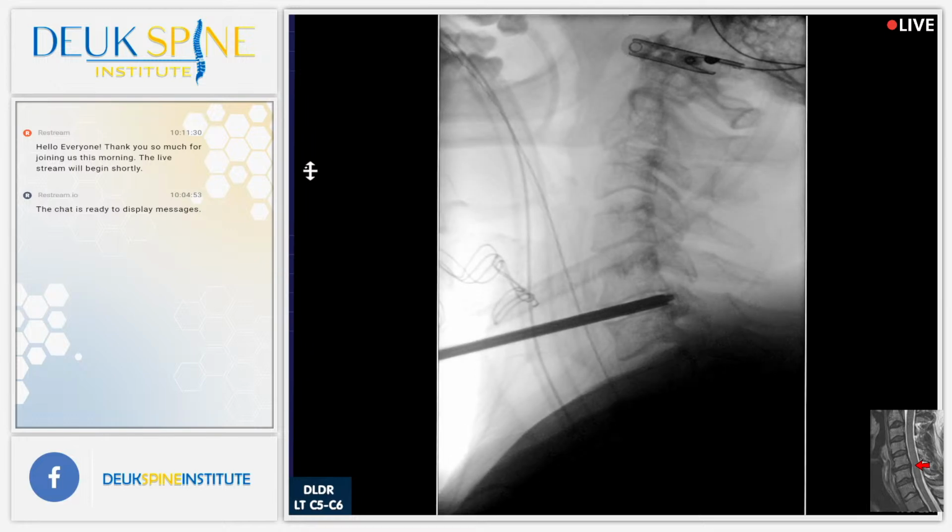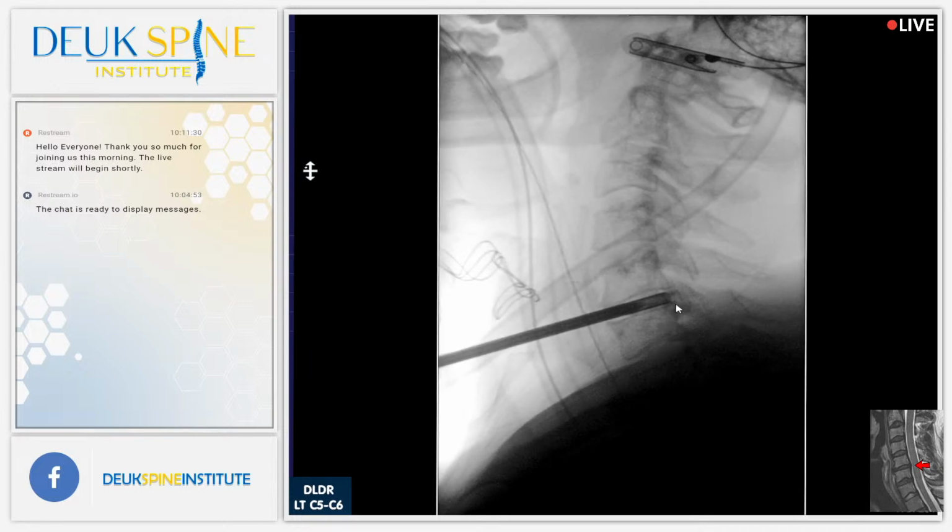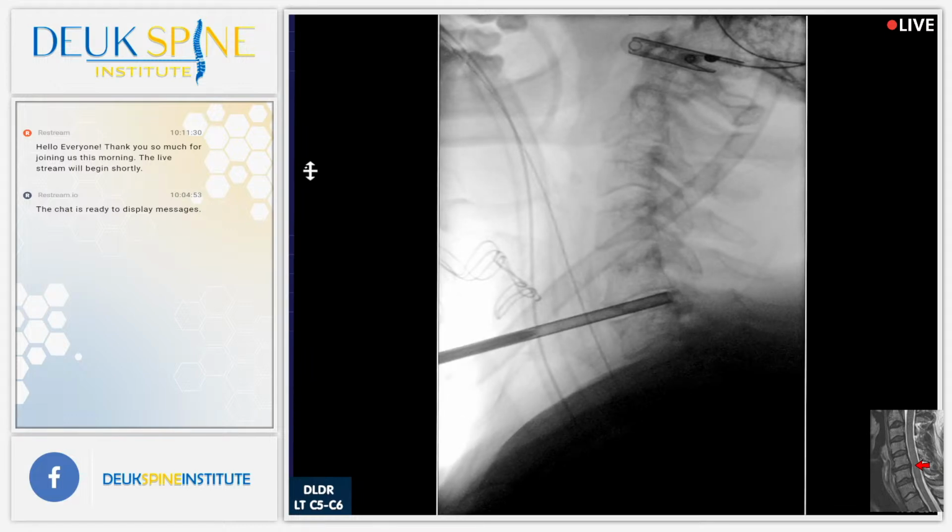That's perfect. Show us, Jordan, the tip of the tube. Yeah. See the tip right there? It's at the back of the disc, right where the tear is. So we're going to use this tube to take us to the back of the disc herniation, right where the herniation starts. We're going to use the laser to remove the herniation.